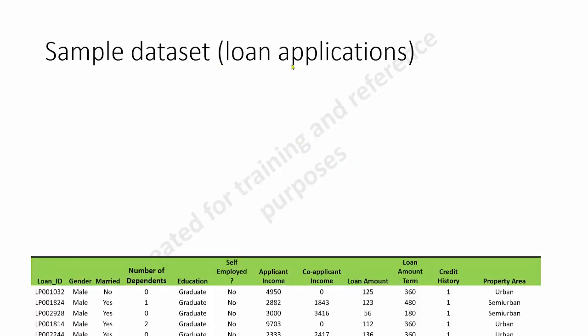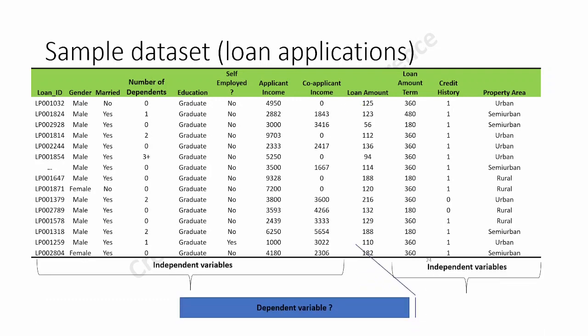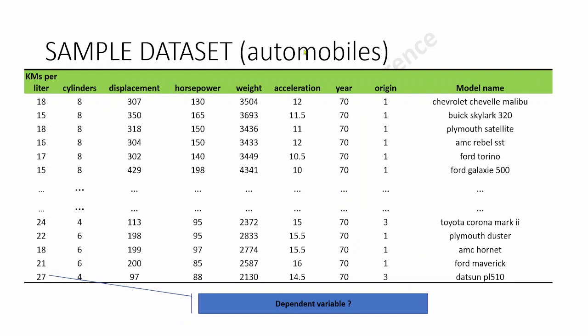Let's look at another example here. Let's say this is a loan application. Again, the objective is to predict the loan amount the applicant is eligible for. And again, we will have independent variables, meaning the variables which define or which are useful in determining the loan amount that can be sanctioned to that applicant.